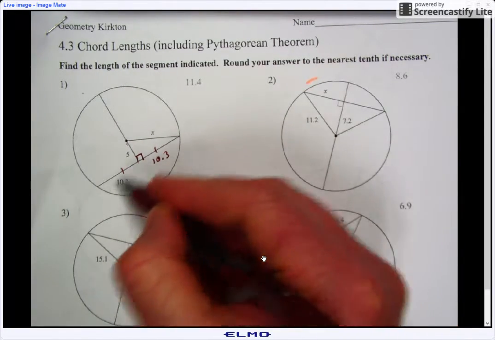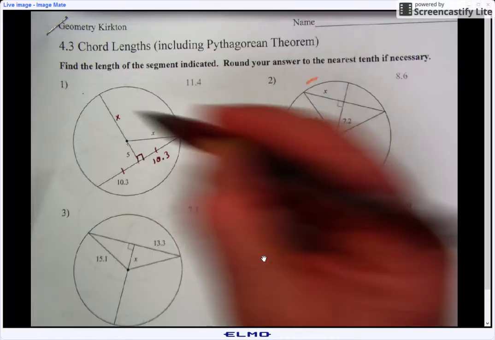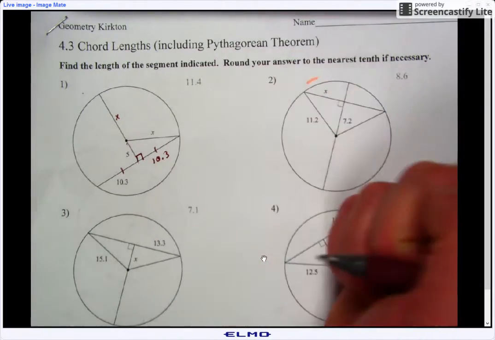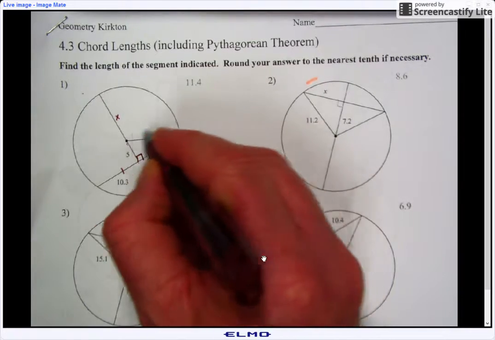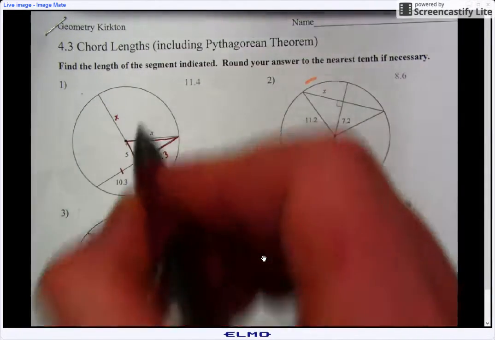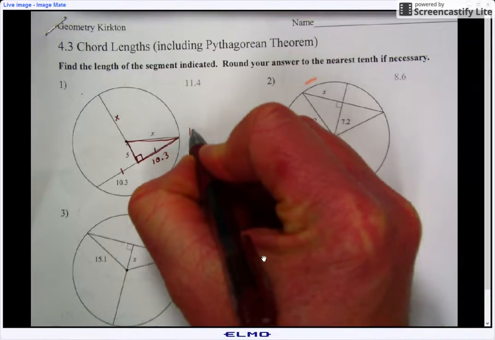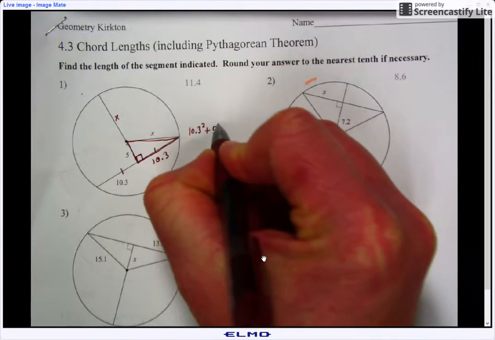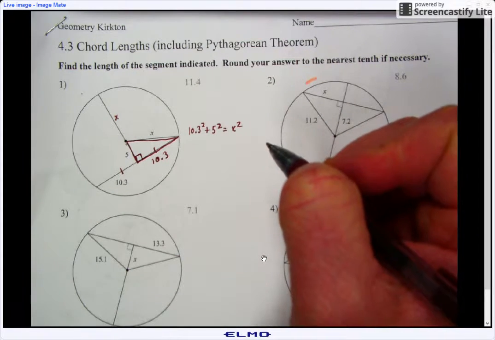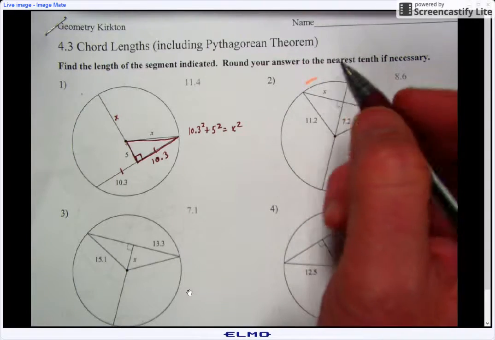If there was anywhere else where there was a radius, they would also be the same. You don't need to do that every time, but that might help you as you look for stuff. Okay, so I'm trying to find the hypotenuse, I have a right triangle, and 10.3 squared plus 5 squared equals x squared. And so you can finish that with the Pythagorean theorem.